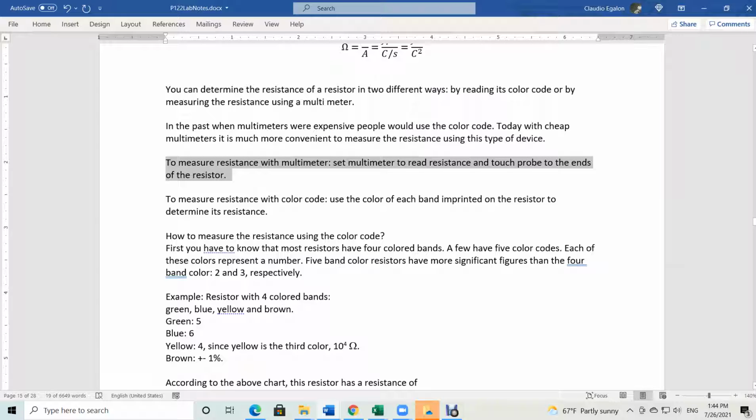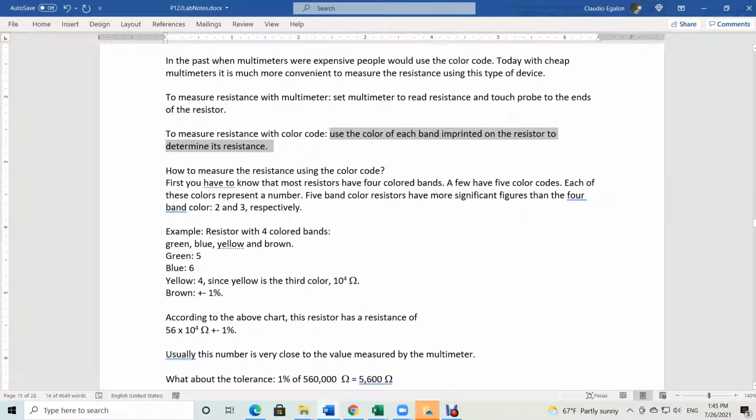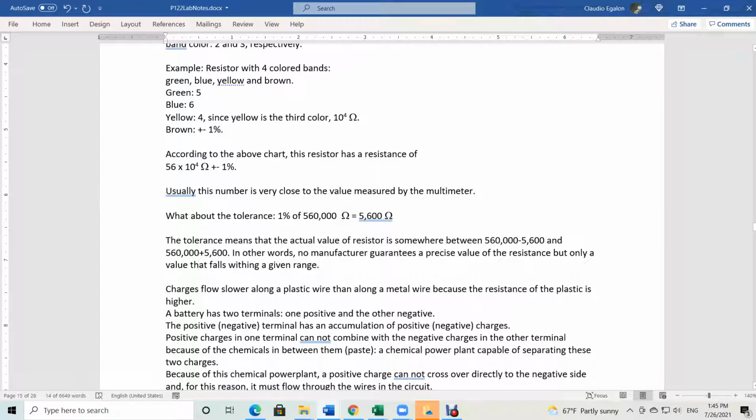Okay, here goes step by step. Right side the multimeter with the resistance, touch the probe to the end of the resistor to measure the resistance with the color code. Use the color of each band imprinted in the resistor to determine its resistance. Okay, so you can read that later on. I'm not going to go through that.